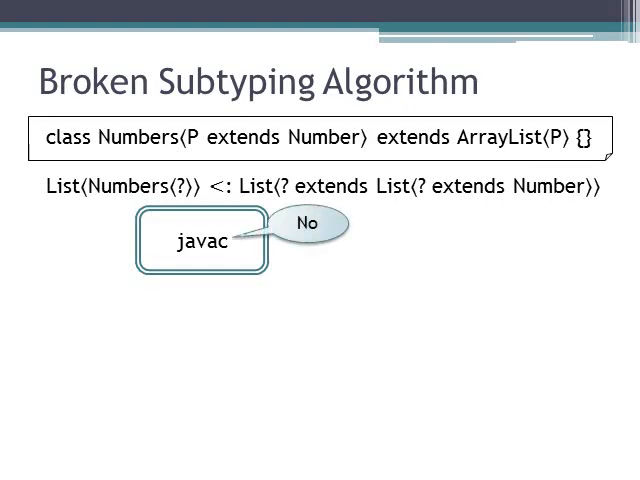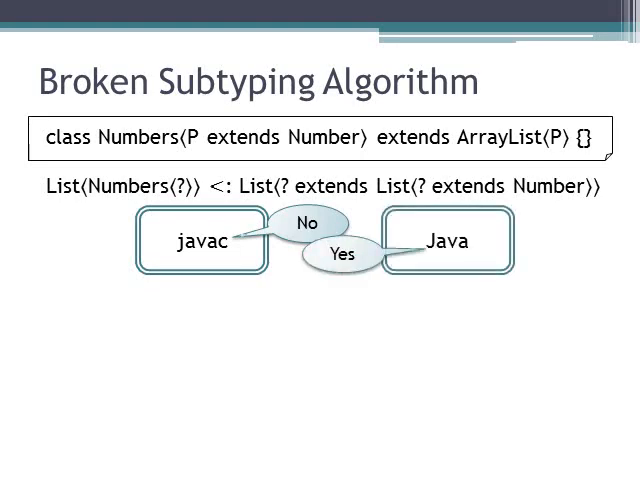And this is worrisome because if you actually look at the Java language specification, it says yes, these should be subtypes of each other. So your Java compiler is lying to you, not intentionally of course, but it's rejecting programs that you'd expect to be accepted.